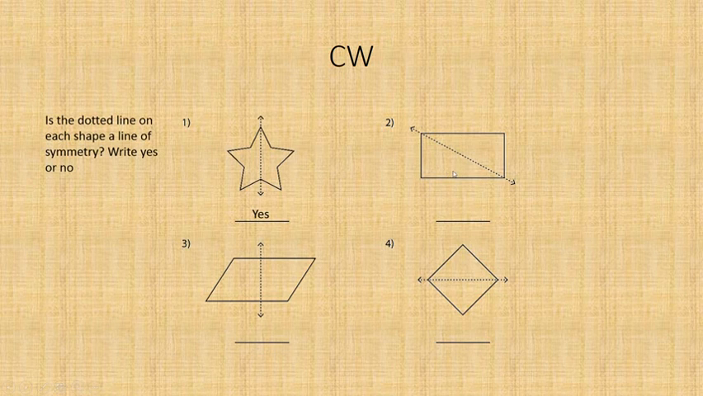Let's go to the second question. Is this a line of symmetry or not? So you need to just take a piece of paper, it's already a rectangle piece of paper, and try to fold it from this line. They will not be identical. So the answer is no.